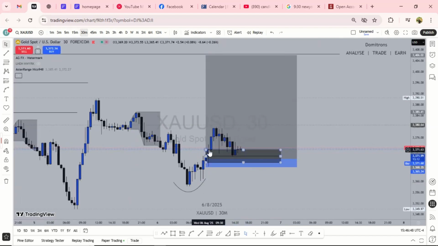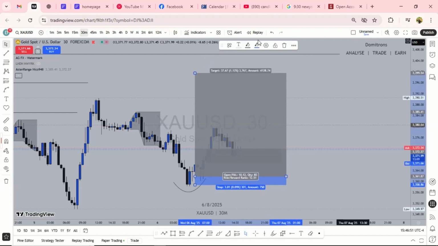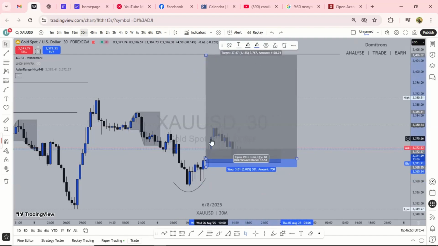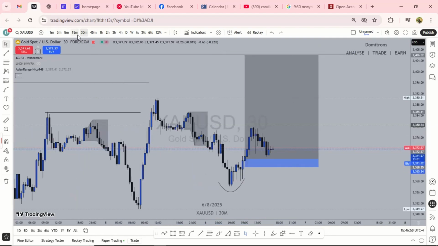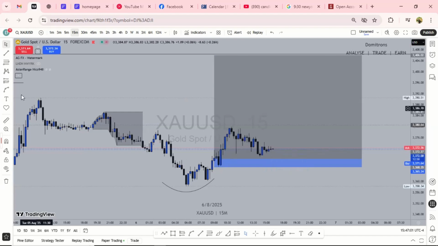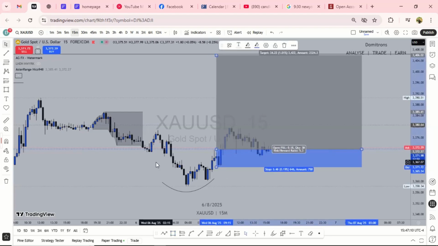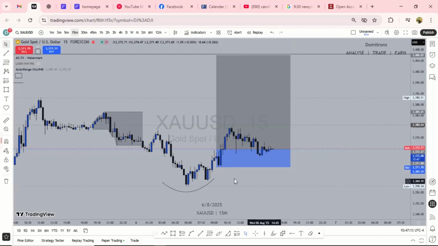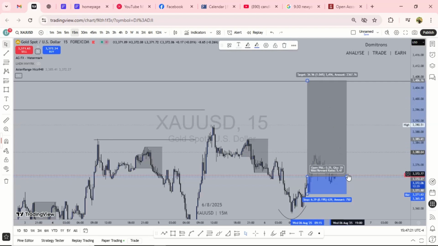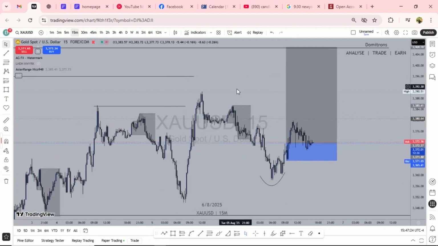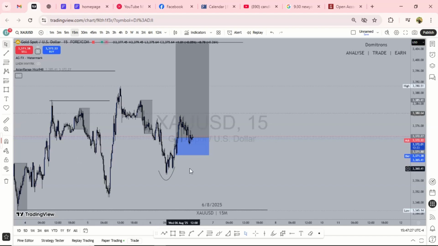Down to the 30 minutes. 30 minutes doesn't show the order block that 45 minutes is showing us. 15 minutes. Now the 15 minutes showed us that it has traded into the demand zone, which is here. So most likely the price could start buying from here. So price should start buying from there. Stop loss on the low, and we just target this high. Okay, so that is what I have for gold.